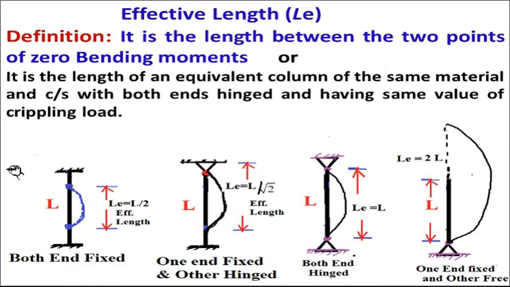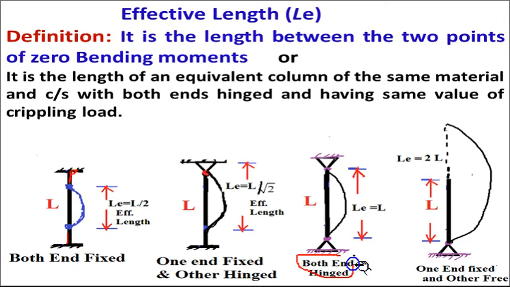So what is zero bending moment? Suppose this is the column. Okay, the column is fixed between two ends. We know that whenever a column is fixed, the slope at the support is zero. Here also slope is zero. Means when this column starts buckling, there is no buckling at the ends due to fixity.